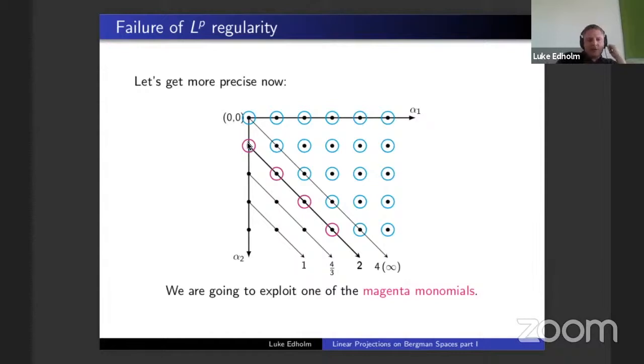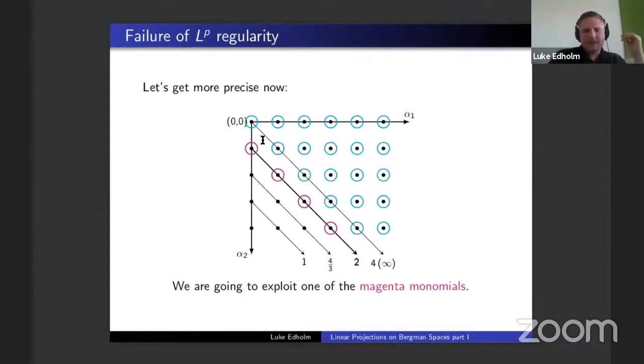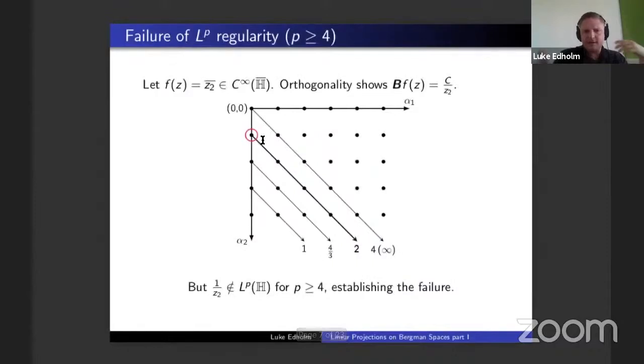And so what we're going to do is try to exploit one of these magenta monomials to demonstrate the failure of LP regularity. This is something that Eunice and DeBrage did, and something Jeff and I did 5 years ago. But I'd like to point this out.